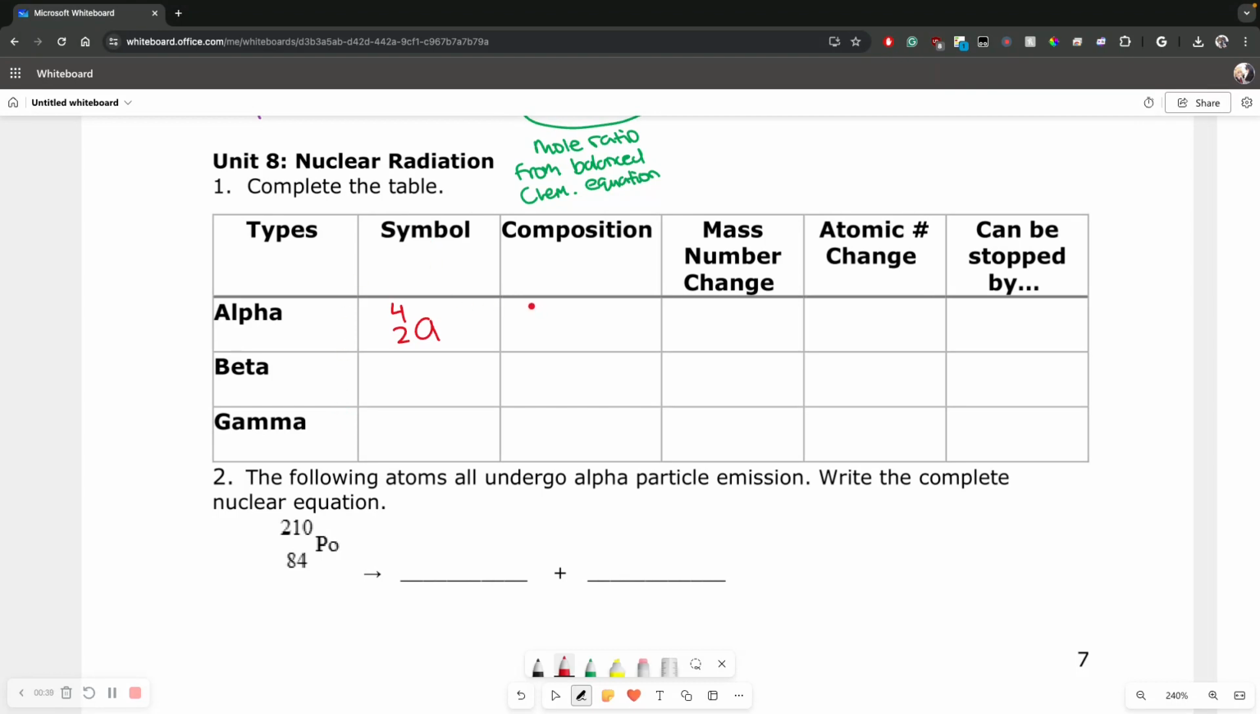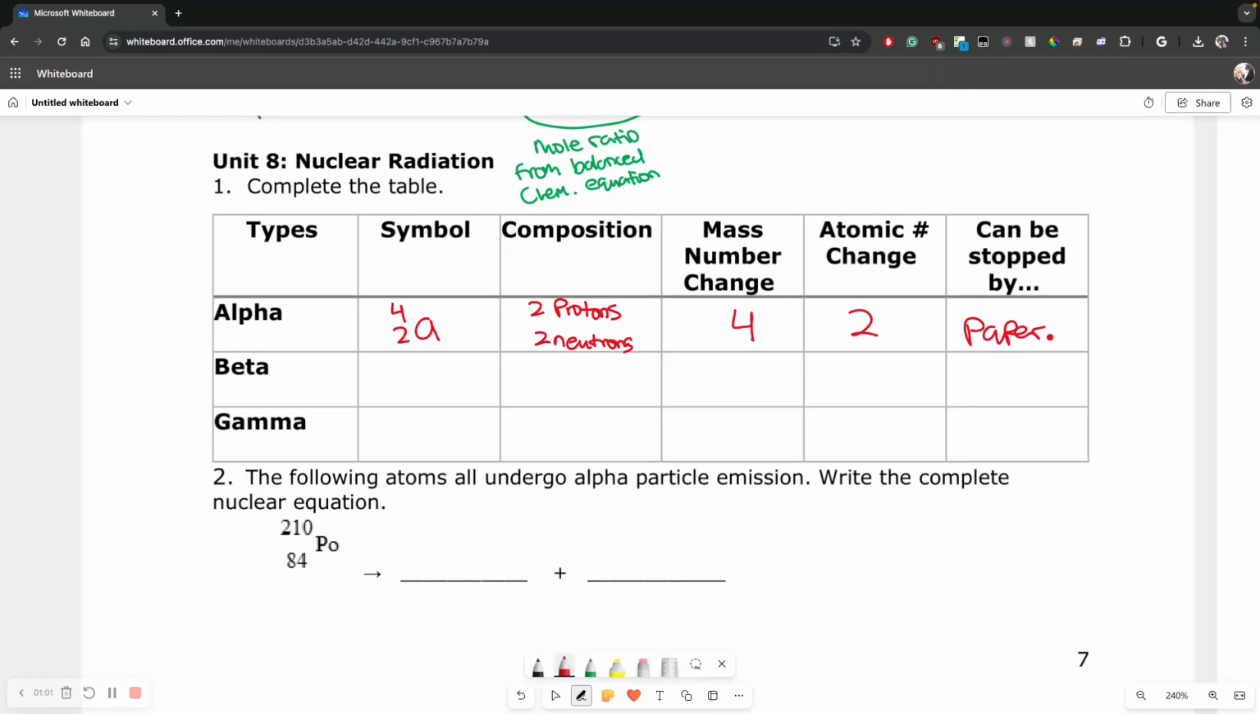Composition is we're going to have 2 protons and 2 neutrons. This will change the mass number by 4 and change the atomic number by 2. And this is very easily stopped by paper.